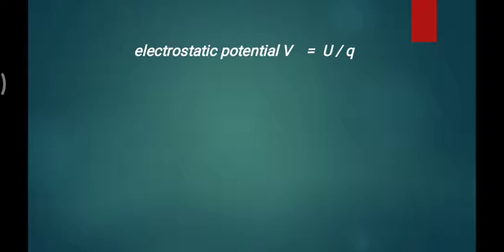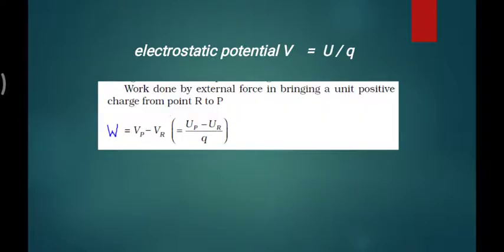V is independent of Q. How do you bring this U? You get V, the electrostatic potential, by dividing the electric potential energy by Q. Let me explain this in more detail, as we saw earlier in part number 1.